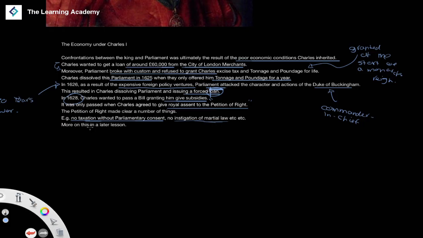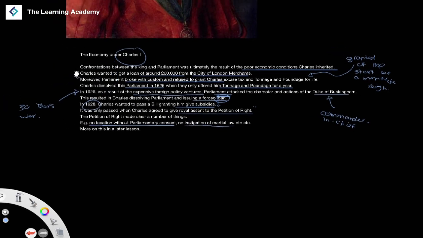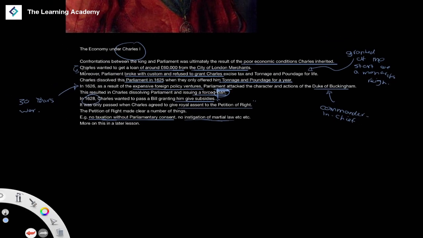In the next lesson, what we're going to do is talk about some religious issues that took place under the reign of Charles I, and again how these also cause more and more conflicts between Charles and Parliament, before we talk about Charles and Parliament in more detail in its own separate video.